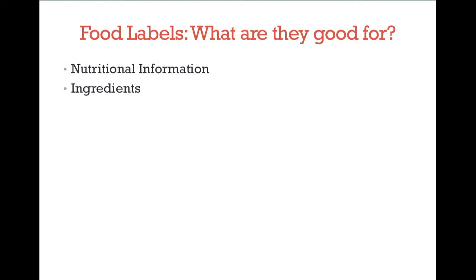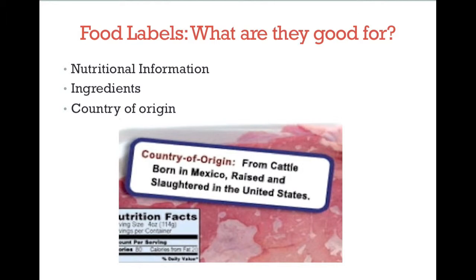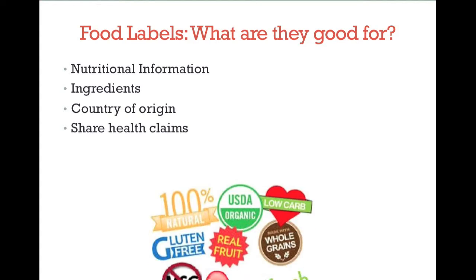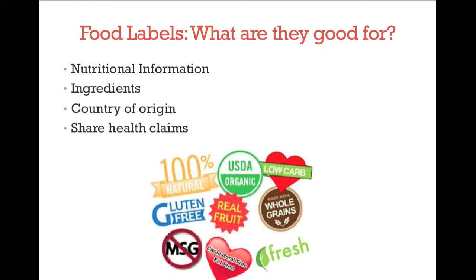In addition, food labels tell us what country the food came from or where it was made. Lastly, food labels also share health claims, such as letting us know if a food is organic, low in fat, or high in fiber.